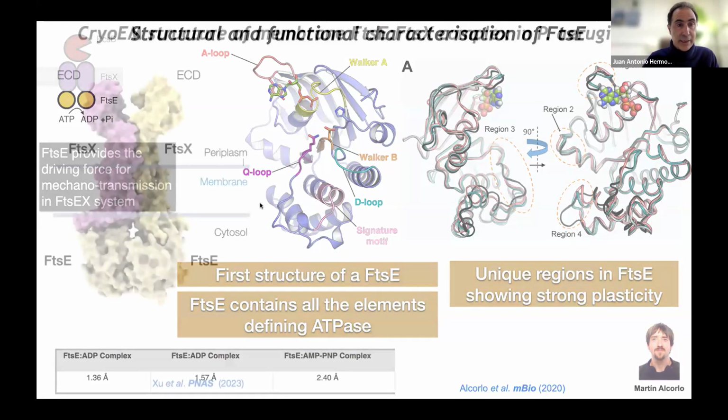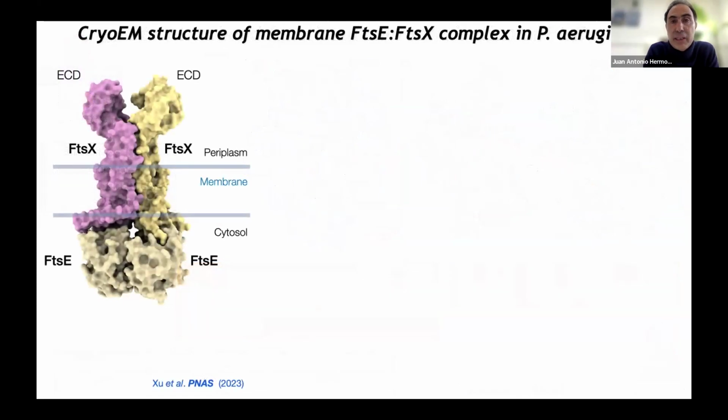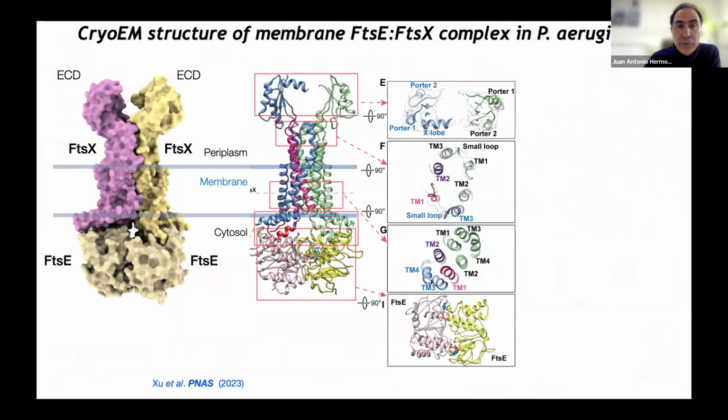But only recently, in a very nice collaborative effort with the group of Luo Ming and Chris Sam at the University of Singapore, we provided the cryo-EM structure of the complete system, the membrane complex between FTSE and FTSX in Pseudomonas aeruginosa. In that case, we could identify the different components, such as the transmembrane segments that propagate the signal from the cytosol to the periplasmic space.